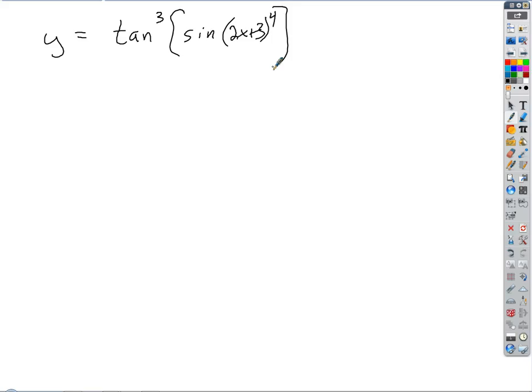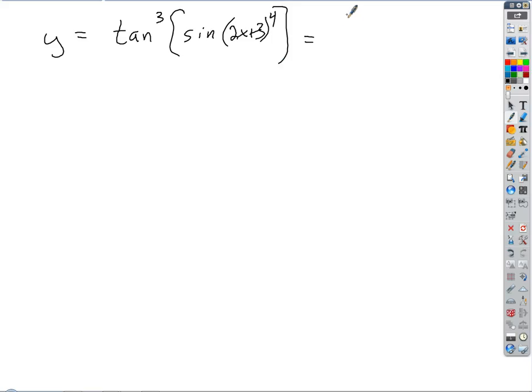So let's say there's our function that we want to differentiate. The first thing you definitely want to do is write it down, but maybe in a slightly different form, one where we can see the layers better. For example, tangent cubed of something is shorthand for the quantity tangent of something, cubed. So let's rewrite it that way.